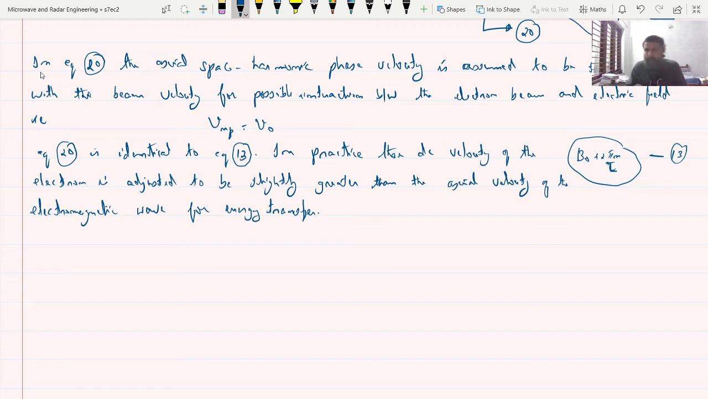So when a signal voltage is coupled into the helix, the axial electric field exerts a force. That I already explained to you. There will be a force. That force is nothing but Q into V cross B, or F is minus e into E, where E is nothing but minus del V, or minus gradient of V.